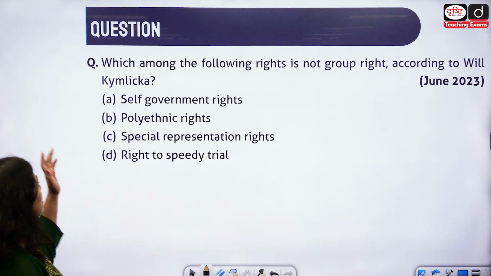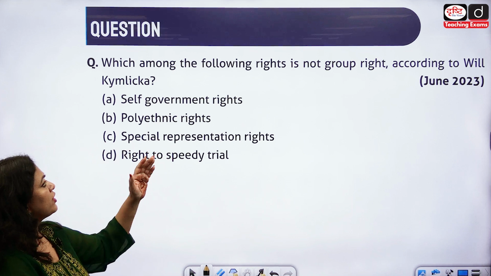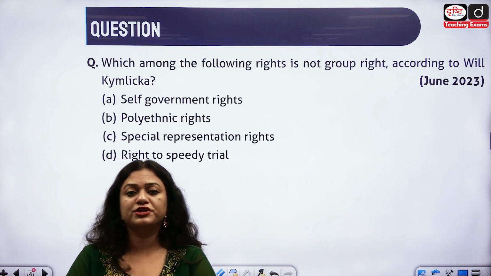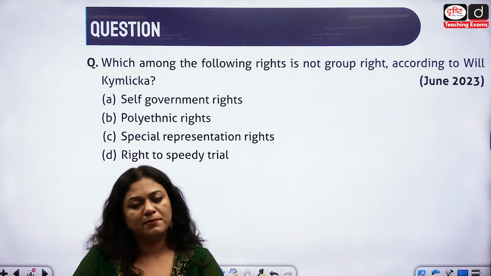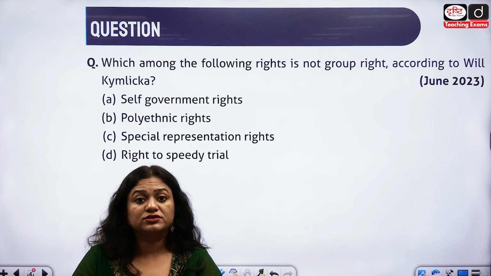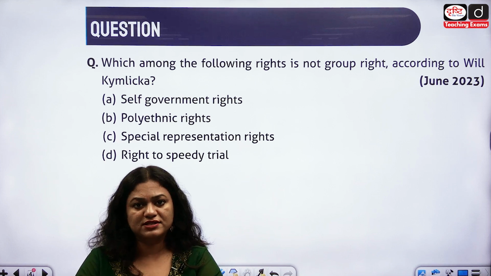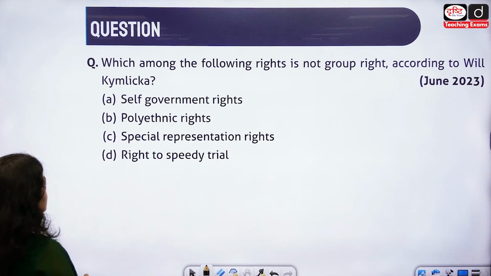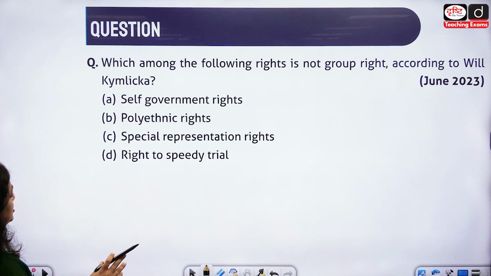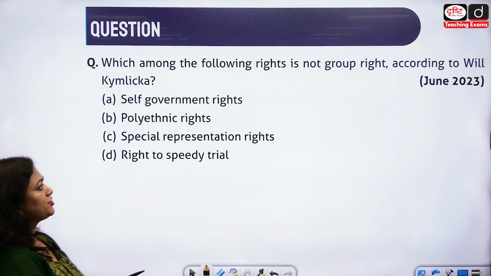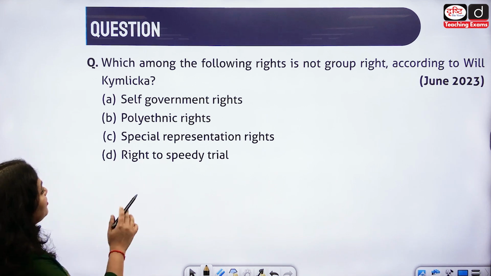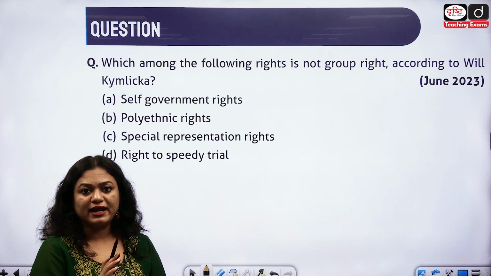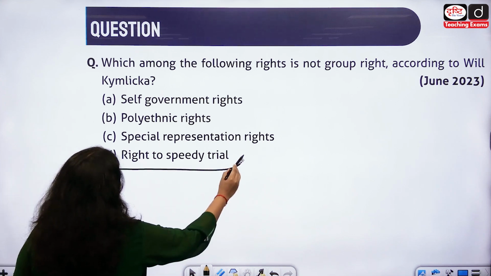Now this is the first question. Which among the following rights is not a group right according to Will Kymlicka? Will Kymlicka is the person associated with the political tradition called multiculturalism. There are many other thinkers also associated with multiculturalism; Charles Taylor is also there. Here we have options A, self-government rights; B, polyethnic rights; C, special representation rights; and option D, right to speedy trial. You have to identify which is not a group right according to Will Kymlicka. The correct answer is D, right to speedy trial.